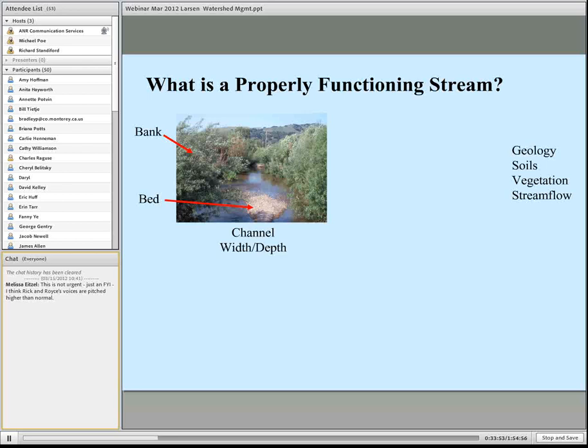One of the questions that we often ask is, what is a properly functioning stream? And there's a lot of things that can go into that. Certainly the geology of it, the soils, the vegetation that's around it.